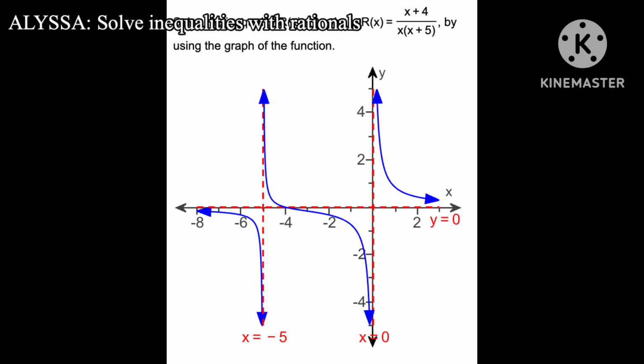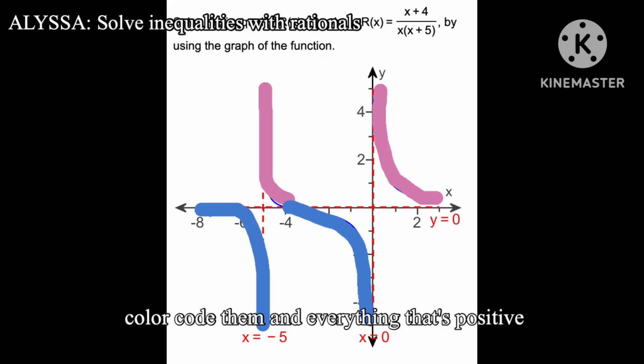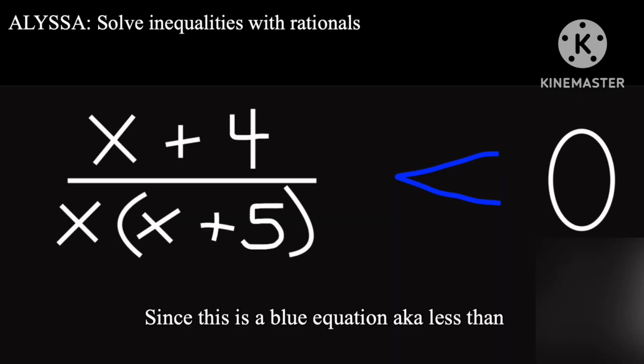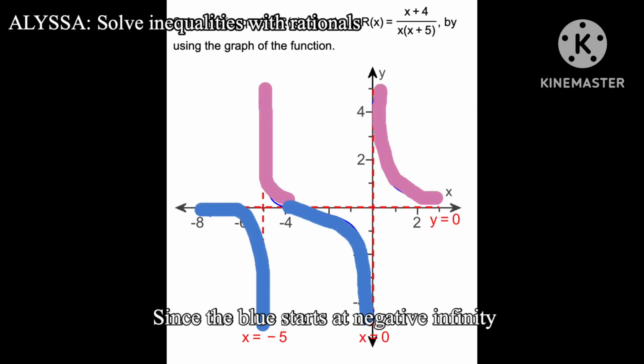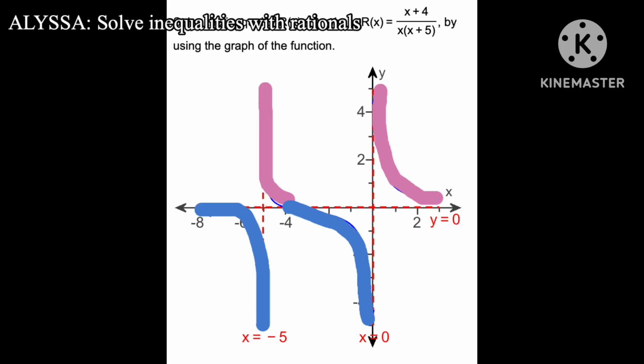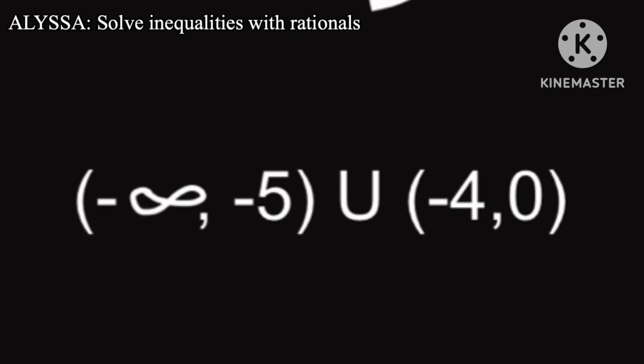And then this one's a graph, so I like to, again, color code them. Everything that's positive is pink, everything that's negative is blue. Since this is a blue equation, aka less than, we're going to look for our blue on the graph. Since the blue starts at -infinity, we're going to include that all the way to the asymptote at -5, then from the 0 at 4, all the way to the asymptote at 0. So everything's going to be in parentheses since there's no line underneath our less than sign, and this is going to be what you get.